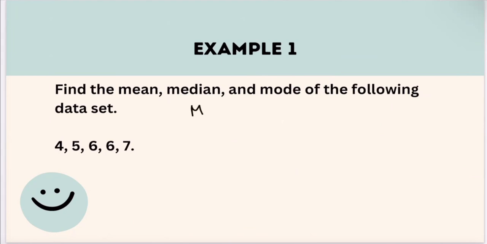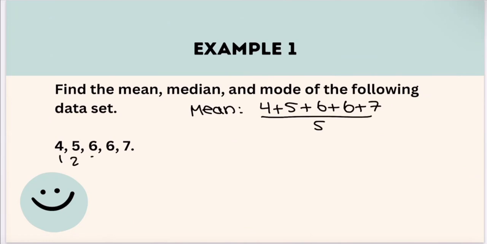To find the mean, I need to add up all these numbers and then divide by the number of numbers. So I'm going to add up 4 plus 5 plus 6 plus 6 plus 7, and then divide that by 5 because there's 5 numbers here in our data set. So let's do that. 4 plus 5 plus 6 plus 6 plus 7 is 28. So therefore, the mean is 28 divided by 5.